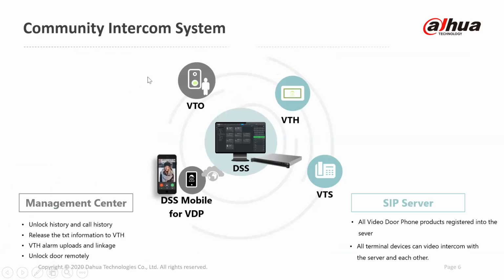So, community intercom system management center. It has unlock history and call history. It releases text information to the VTH, VTH alarms upload the linkage, and unlocks doors remotely. Then the SIP server: all video door phone products are registered into the server. All terminal devices can video intercom with the servers and each other.